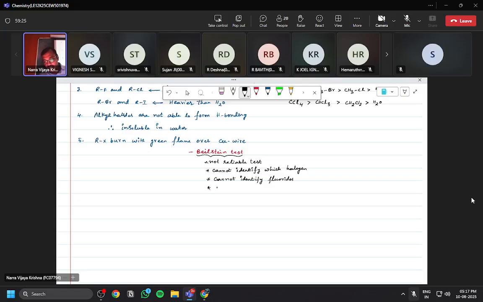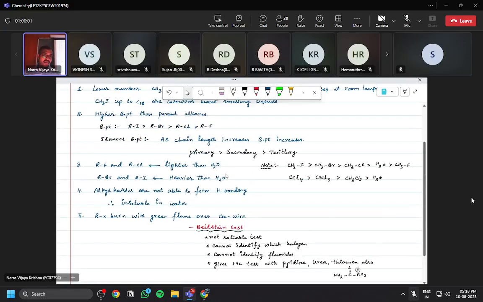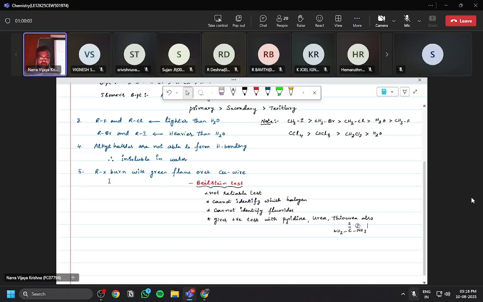Another problem with the Beilstein test is that the test will be positive even in the absence of halogens. It gives a positive test with pyridine. In pyridine, there is no halogen. Urea, thiourea. So with urea, thiourea, pyridine also the test will be positive. Right? That covers physical properties. Any questions, sir, in this?